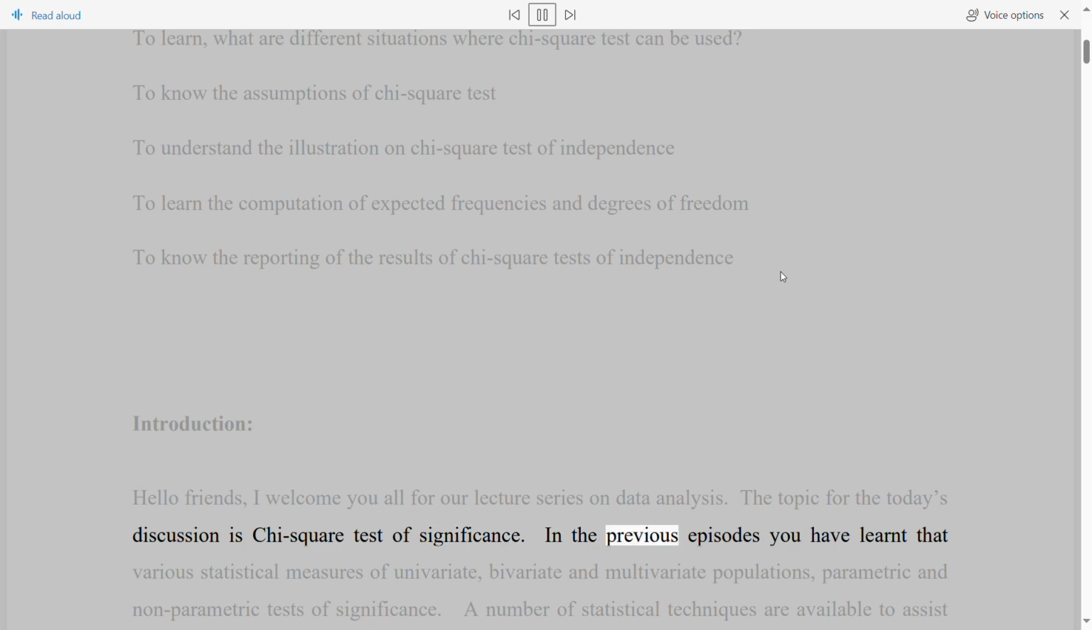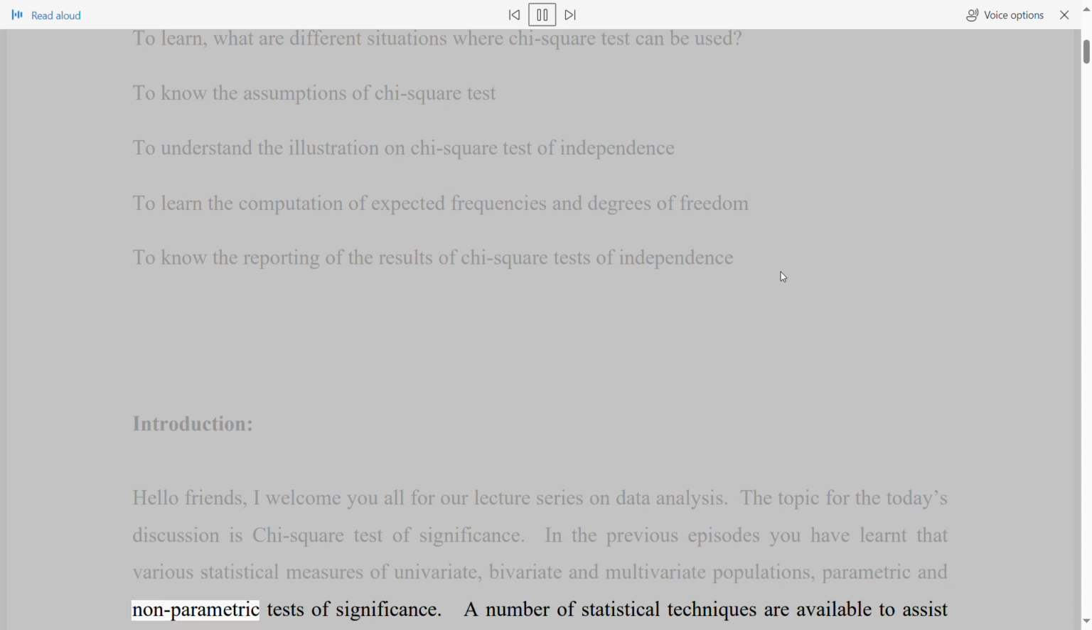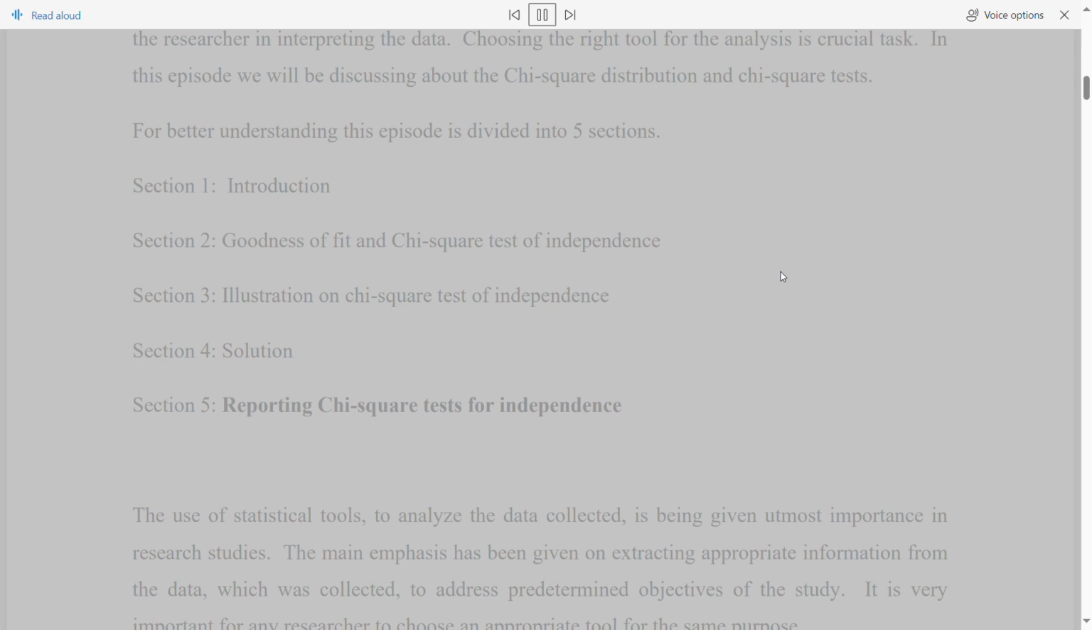In the previous episodes, you have learnt various statistical measures of univariate, bivariate and multivariate populations, and parametric and non-parametric tests of significance. A number of statistical techniques are available to assist the researcher in interpreting the data. Choosing the right tool for the analysis is a crucial task. In this episode, we will be discussing the Chi-Square distribution and Chi-Square tests.